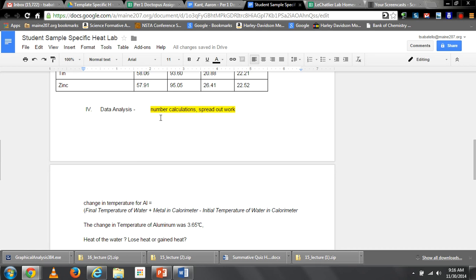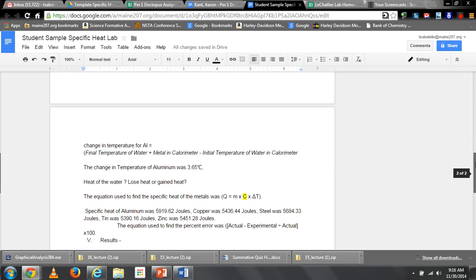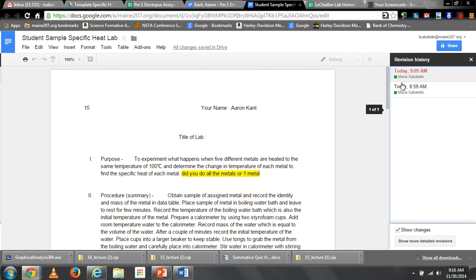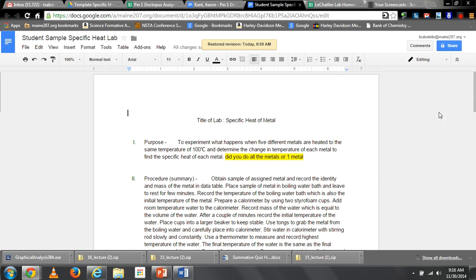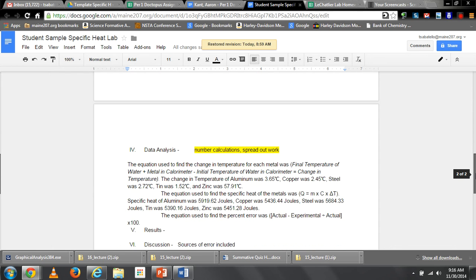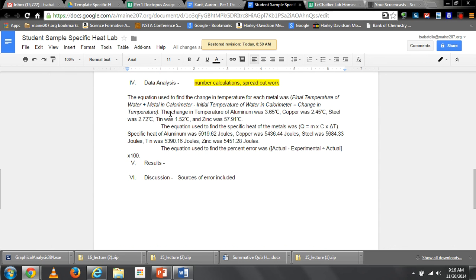A reminder, all calculations need to be numbered and the work spread out. I actually edited this a little bit. The student had it in paragraph format, and it was really hard to read. If I show you, I could go to revision history. Here we go. Before I made the corrections, I can see what the student did. Here is the data analysis in paragraph format.